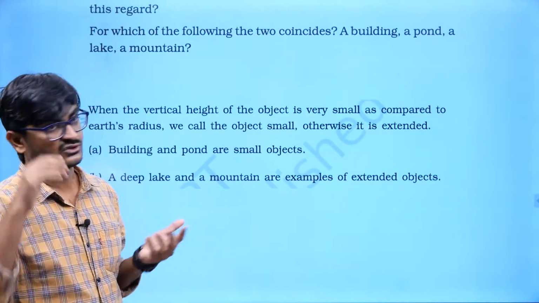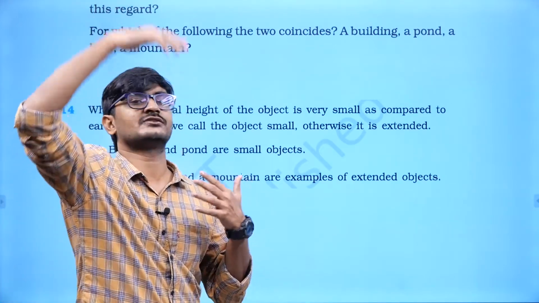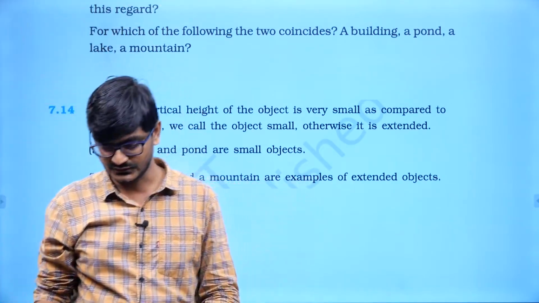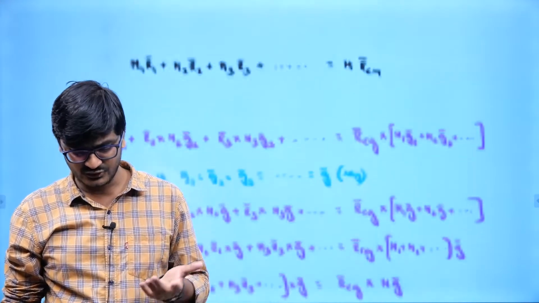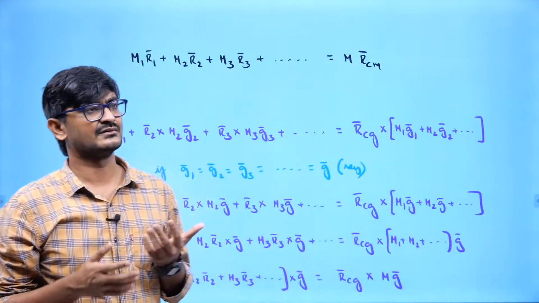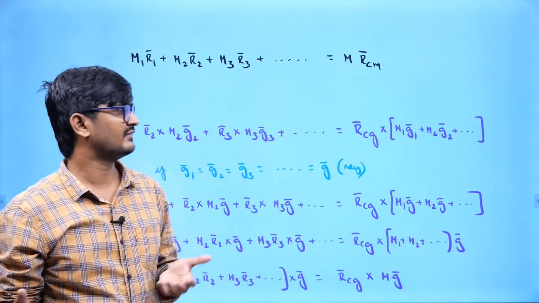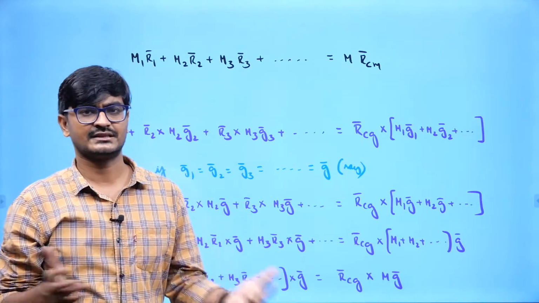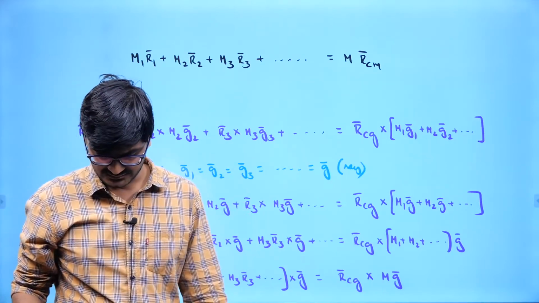small objects, right? So when the objects are large, what will happen? Different particles will be experiencing different acceleration due to gravity. But in general, whatever we will be dealing with, they will be experiencing almost the same gravity. So we will say that center of mass and center of gravity are almost the same things, but actually not.